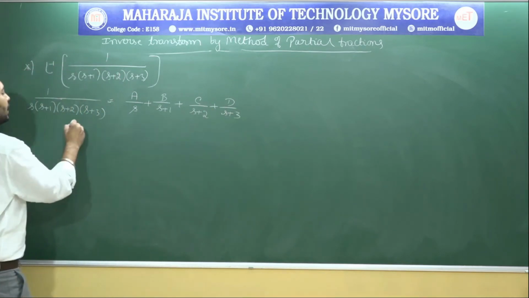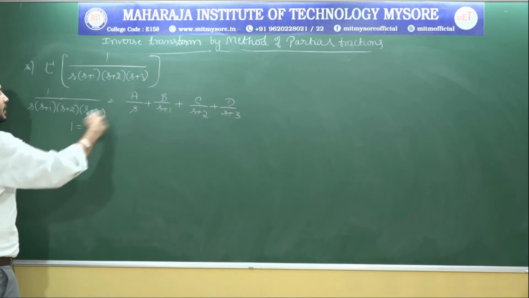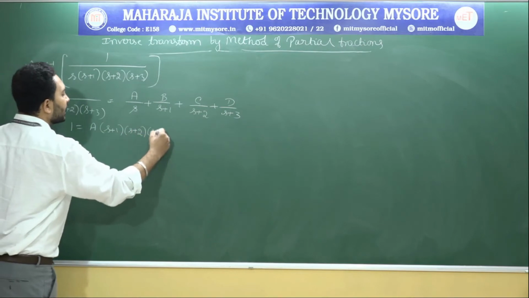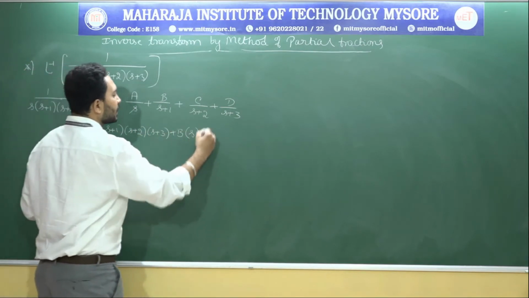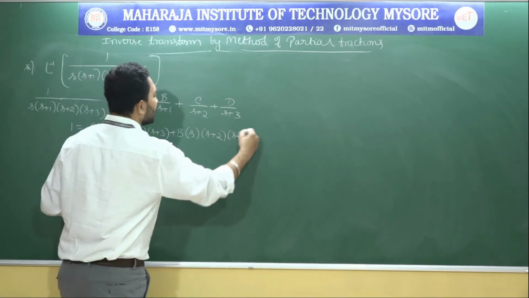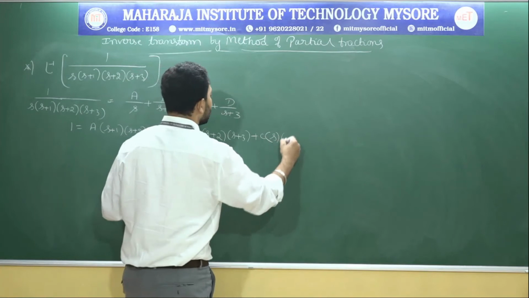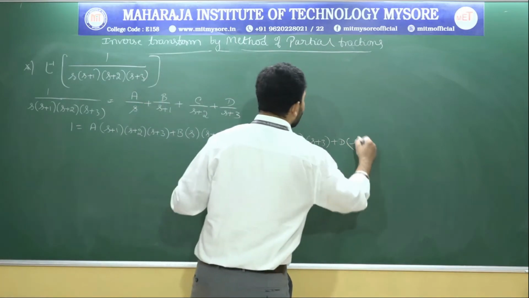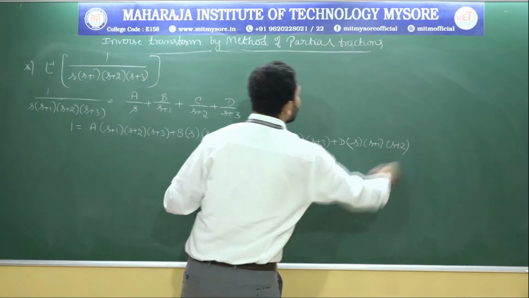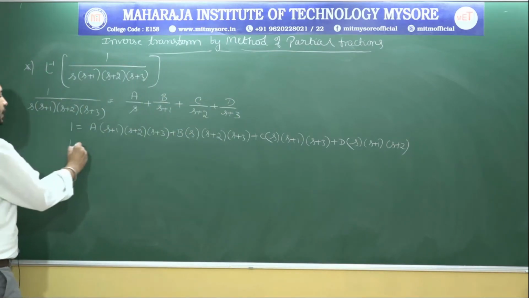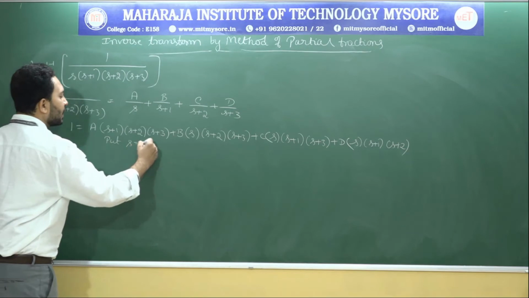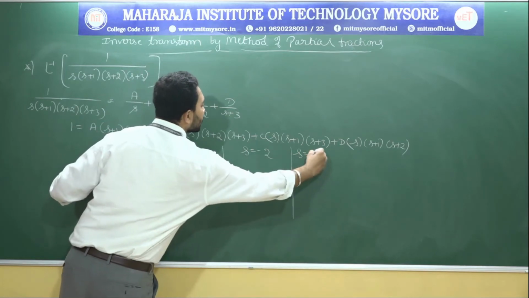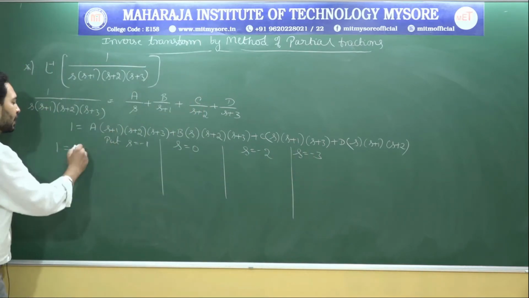So 1 equals a into, take LCM, and this function, that one cancels. So a into (s plus 1)(s plus 2)(s plus 3) plus b into (s plus 2)(s plus 3) plus c into (s plus 1)(s plus 3) plus d into (s plus 1)(s plus 2). So to get the result, put s equals minus 1, s equals 0, s equals minus 2, and s equals minus 3. So 1 equals, put s equals minus 1 now.